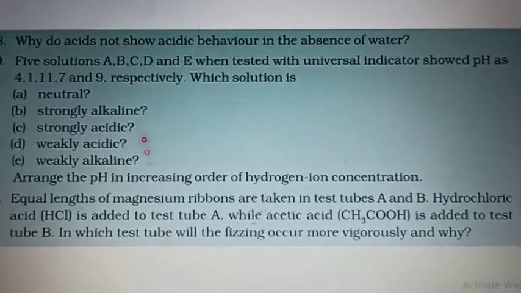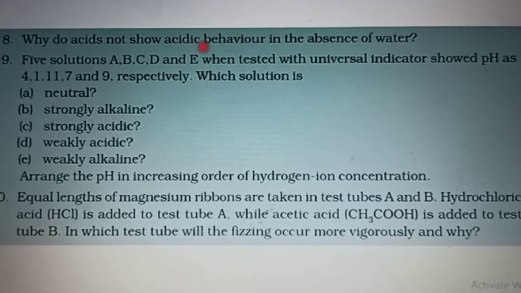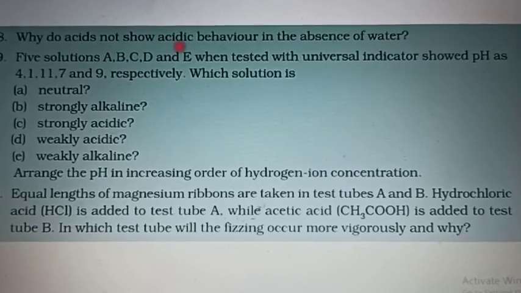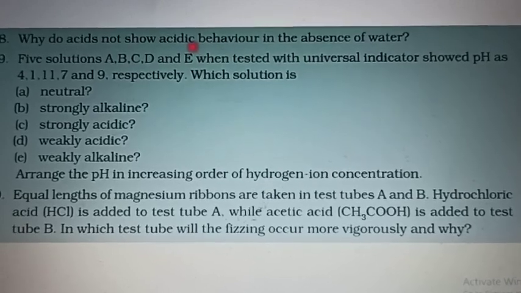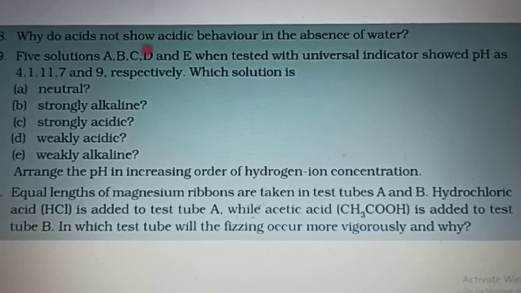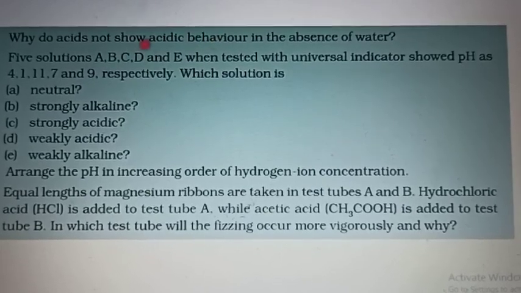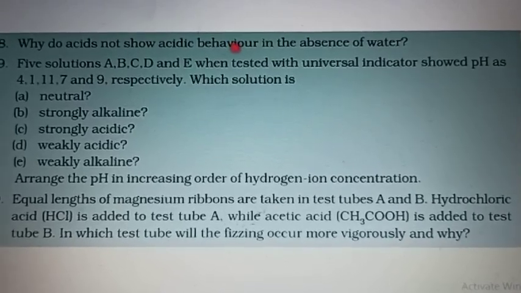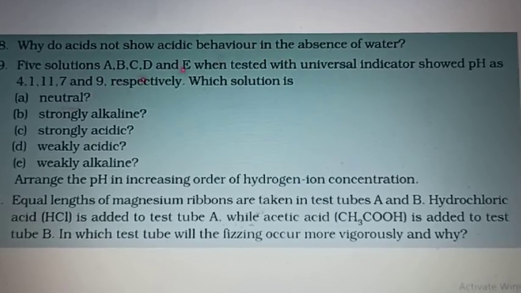Why do acids not show acidic behavior in the absence of water? You know that in one activity we did, where the HCl gas was there, it was not showing acidic character. Why? Because in absence of water, acids do not dissociate into hydronium ions, and they show the acidic character only in presence of water when they dissociate into hydronium ions, that is H3O+ ions, or you can say H+ ions, hydrogen ions.